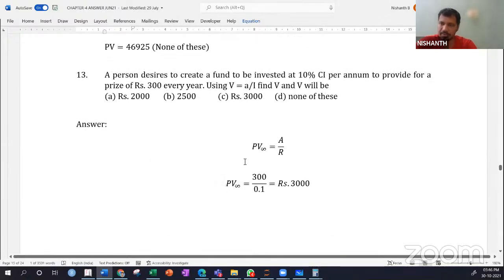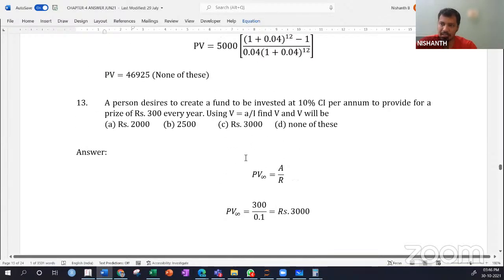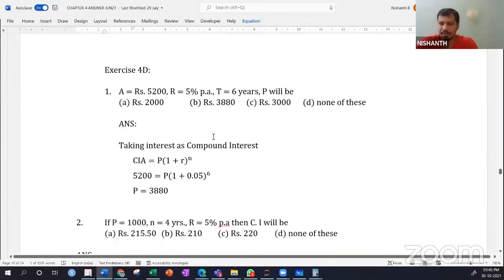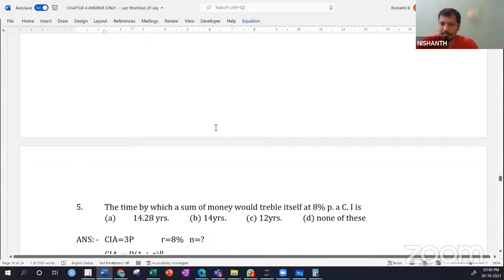Okay, these are all straightforward problems. This is the present value of infinity, what I think is also called perpetuity, correct? Perpetuity. Okay, then these are all simple problems here.